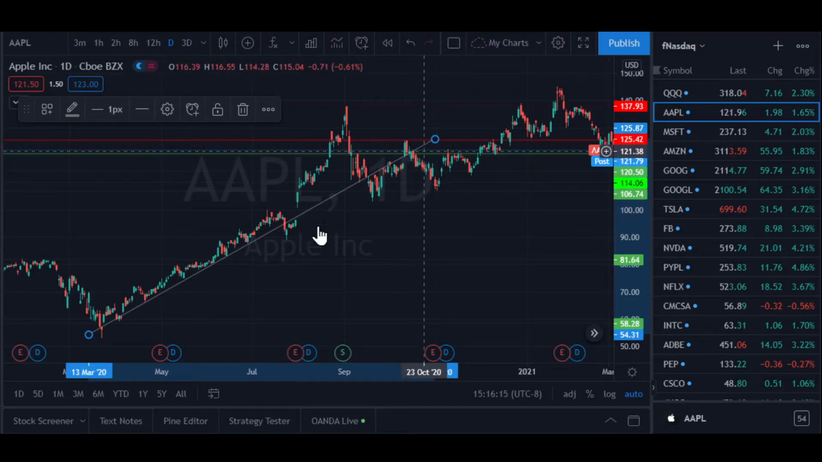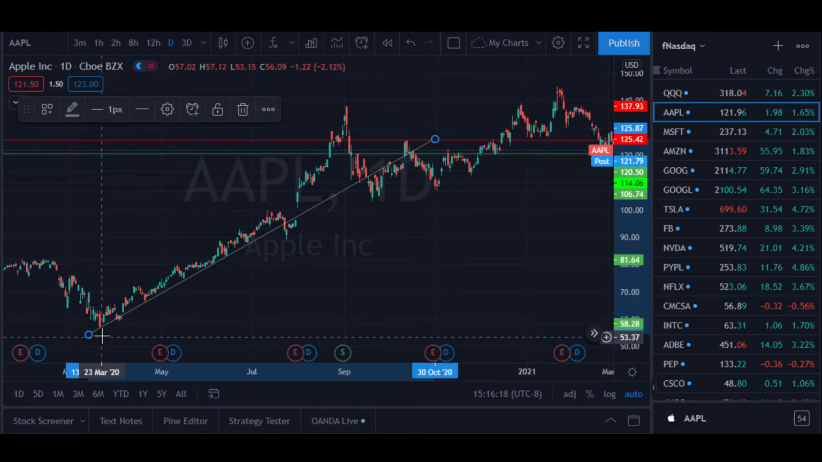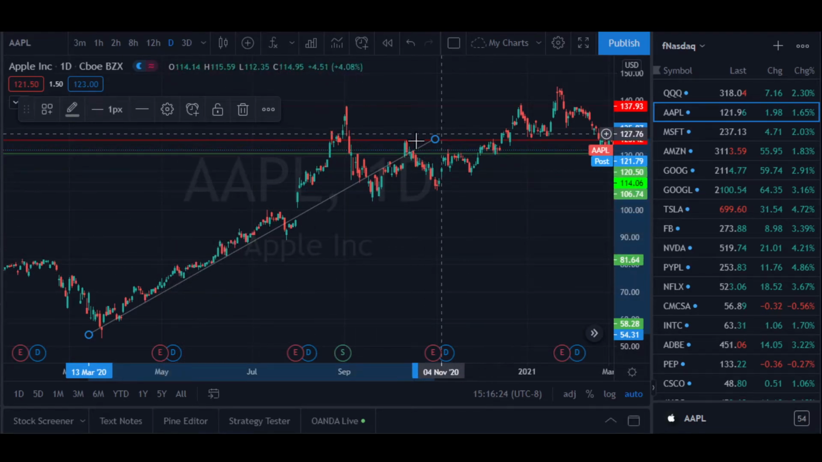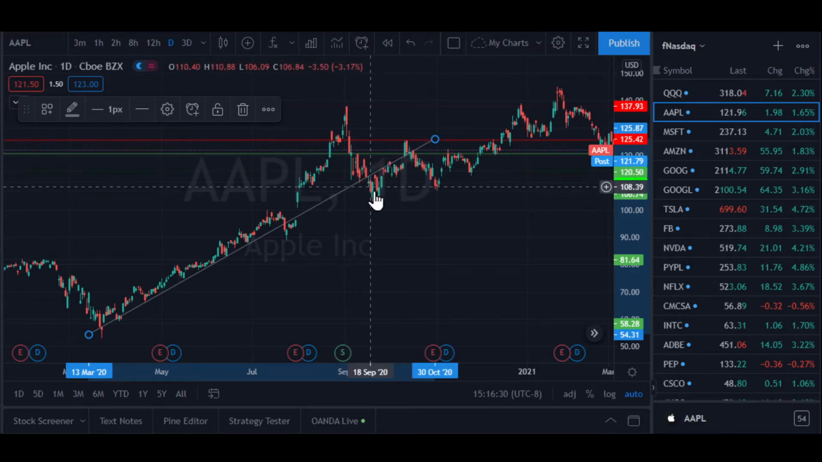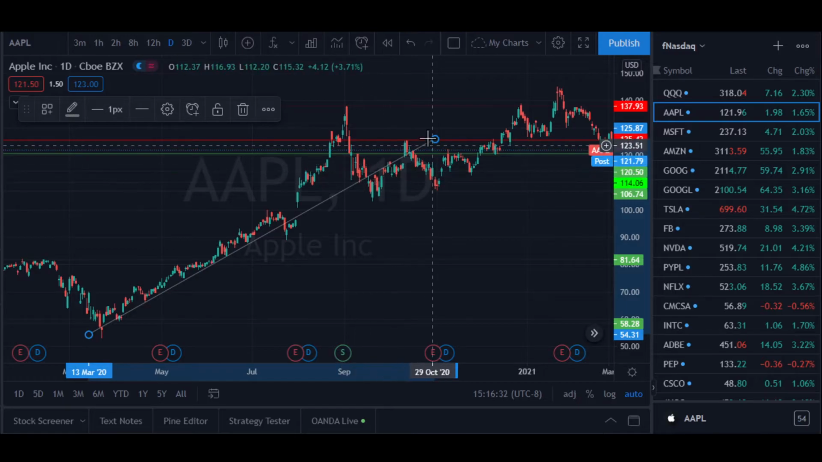So you can kind of see what's happening is it falls down, retests, comes up, retests, comes up, retests, and so on, all the way up. And then even here, it became a good ascending support trend line, right? And then it became resistance over here.